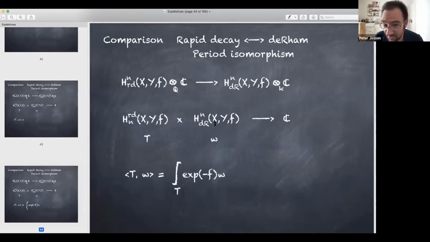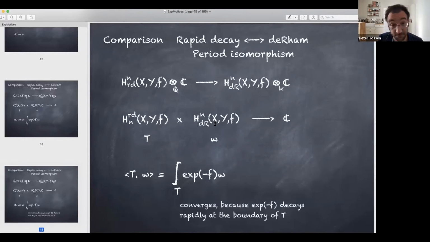And now comes the twist here. We are not integrating stupidly omega over T, but we are integrating exponential of minus f times omega over T. So first, that's what you have to do if you want this pairing to be well defined. And in particular, that's what you have to do in order to make the integral converge in the first place. Why is that? Because you see the cycle T, it goes out to infinity exactly in those directions where the real part of f is large. But when the real part of f is very large, and we are integrating exponential of minus f times the differential form omega, the exponential minus f will decay very rapidly, much faster than the differential form, which is polynomial, has a chance to grow.